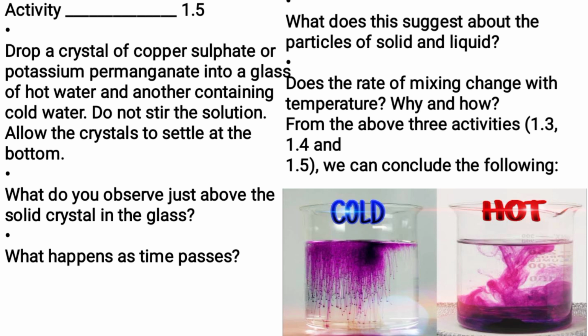So this potassium permanganate and copper sulfate are in the form of crystals. When you drop this in cold and hot water, you shouldn't stir that solution, and you should allow the potassium permanganate or copper sulfate crystal to settle down. What do you observe just above the solid crystal in the glass? What happens as time passes? What does this suggest about the particles of solid and liquid? Does the rate of mixing change with temperature? Why and how? From the above three experiments, we can conclude the following.